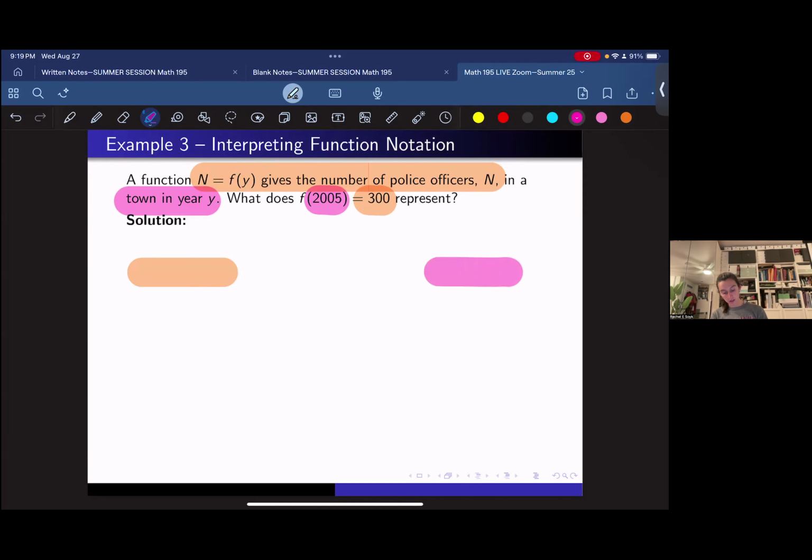So we can write this as there are 300 police officers in town in the year 2005. And we're done.